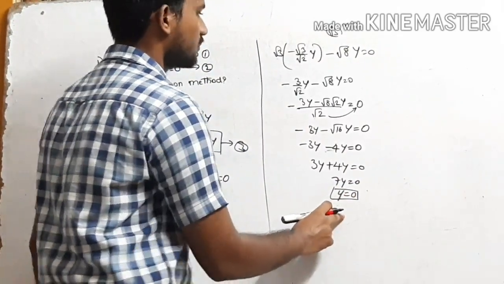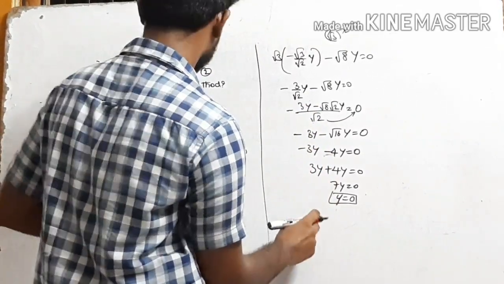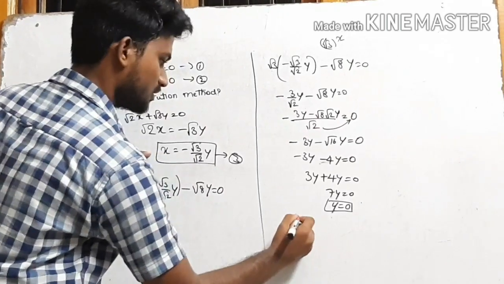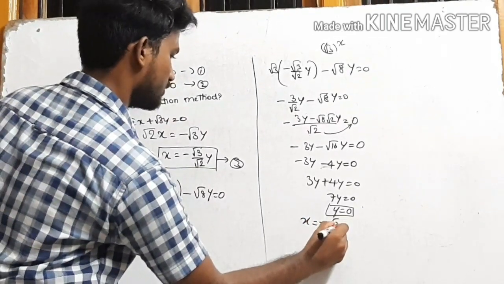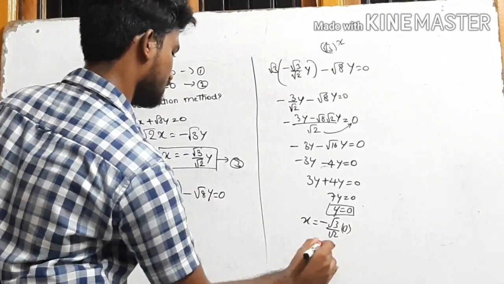Substitute y in the third equation. x equals minus root 3 by root 2 times y. Y is 0, then x is also 0.